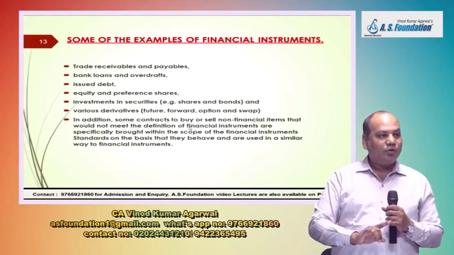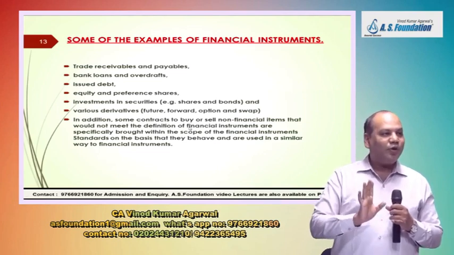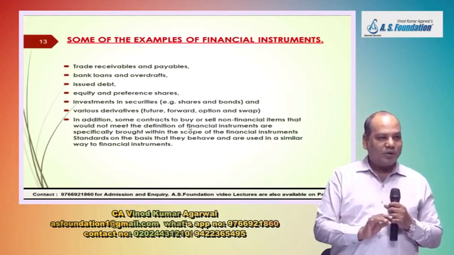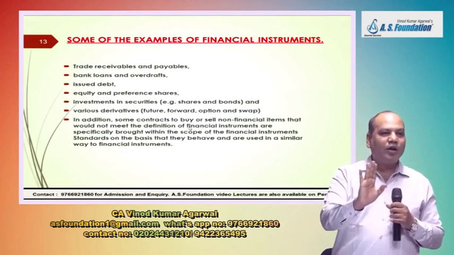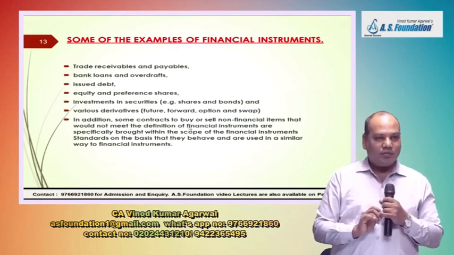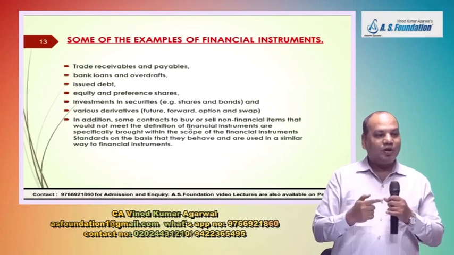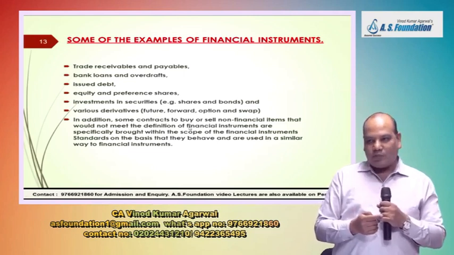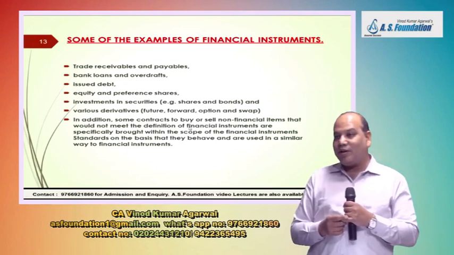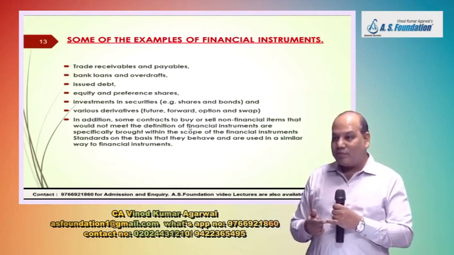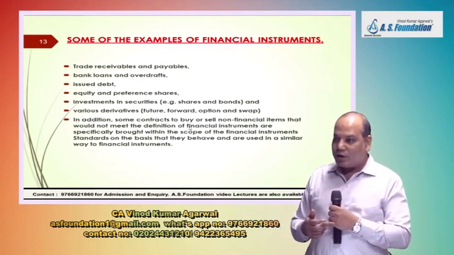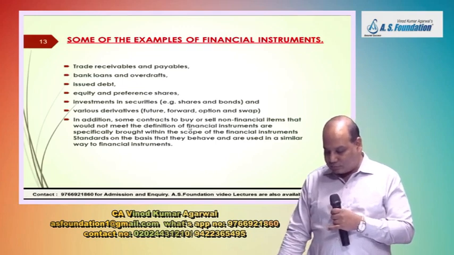However, if there is a contract to actually take the physical delivery of the wheat for my business purpose, then that contract will not come under the standard. Then it becomes an executory contract, not applicable. But if it is going to be settled in net, it becomes a derivative, and then this standard will take care of that kind of contract.